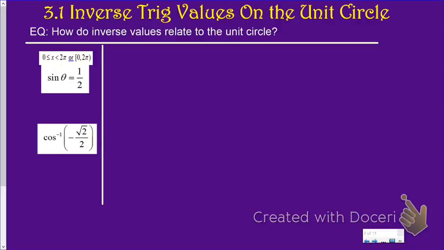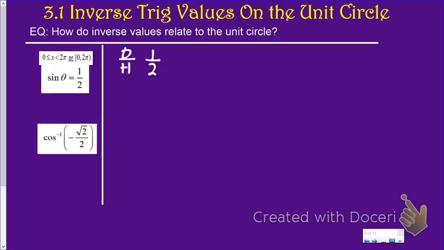Alright, so what we're going to do is something very similar to what you saw on your first test when we first started talking about the unit circle. We're actually going to be working backwards. So what we know is that the sine of an angle is 1/2. That means that the opposite over the hypotenuse of that angle is 1/2. So we're going to draw a picture that fits that.